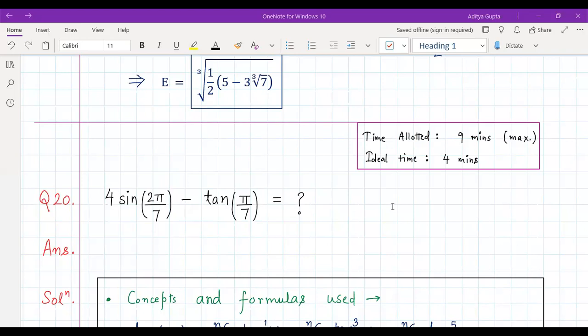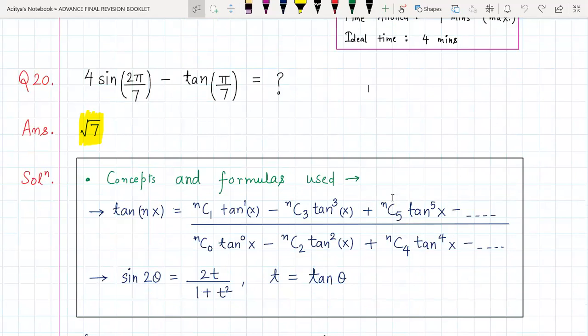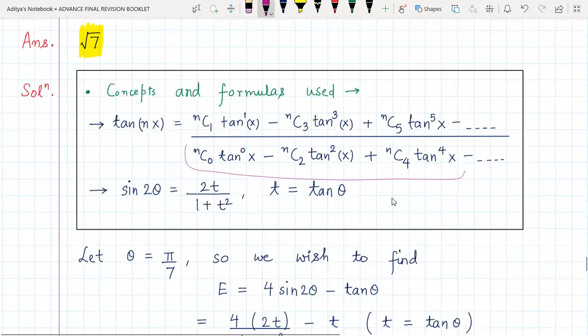Now the answer to this question would be root 7, and the concepts and formulas used are going to be the formula of tan of nθ. We should know how to expand this formula. We should also remember that sin 2θ is equal to 2 tan θ upon 1 plus tan squared θ. This formula also we should know. Now let's see the actual solution.